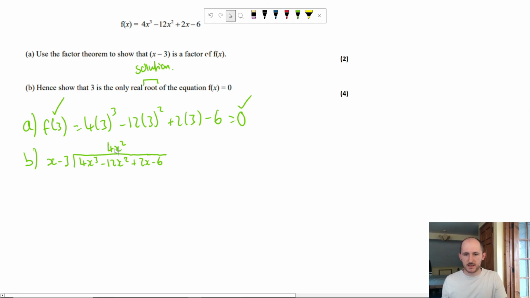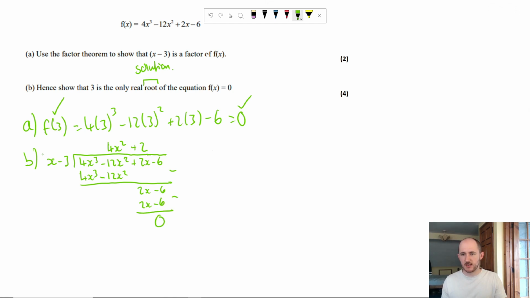Then we have 4x squared times x gives me 4x cubed. And 4x squared times minus 3 is minus 12x squared. Subtraction. Do it. Oh, they're both 0. That's really nice. That means we're just left with 2x minus 6. So 2x divided by x is 2. You know what? Forget everything I just said. You don't need to use what I thought you need to use. 2x minus 6 gives me 0.